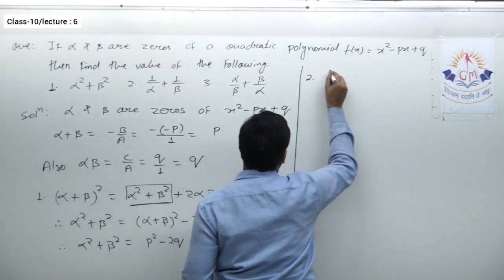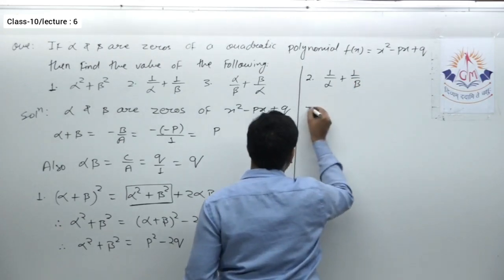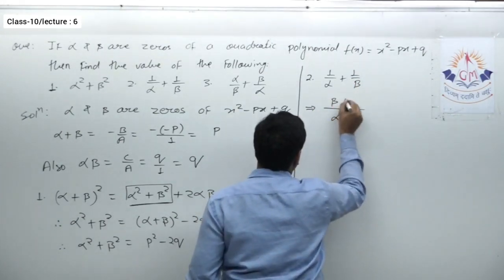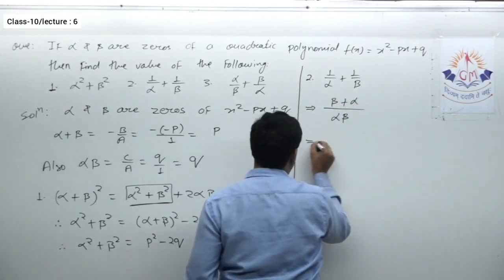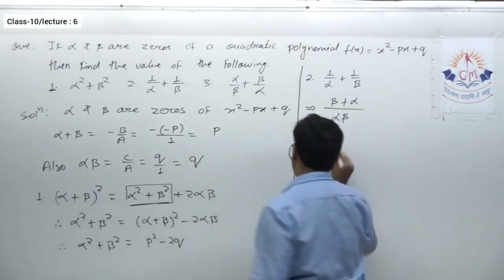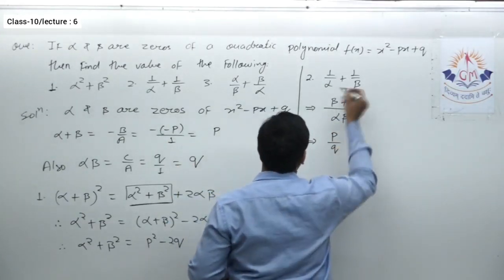So here the second one is 1 upon alpha plus 1 upon beta. If I take the LCM, here I will get alpha beta and here I will get beta plus alpha. So now I have the value of alpha plus beta. What is the value of alpha plus beta? It is p. And what is the value of alpha beta? It is q. So this is the answer.